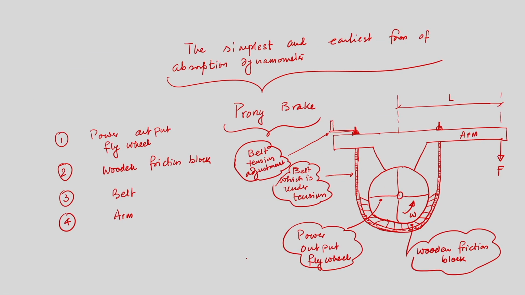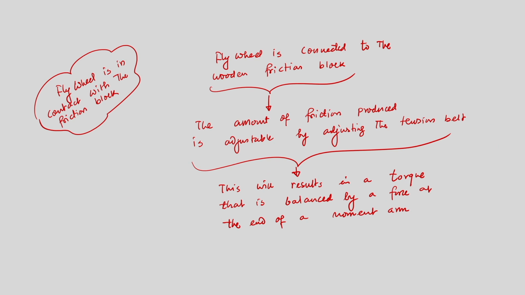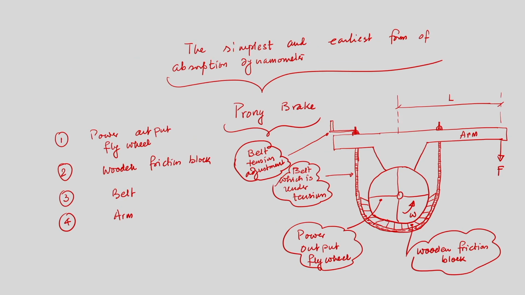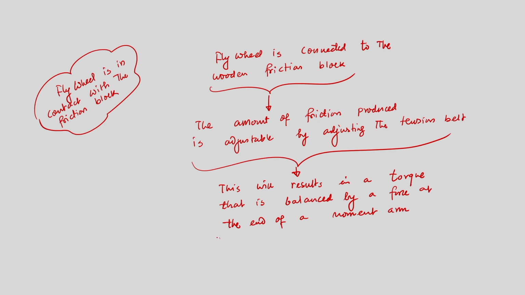We have seen from the schematic that the amount of friction that will be produced can be adjusted by the tension belt, and the process will result in a torque, and the torque will be balanced by the force which is acting at the end of a moment arm, and that is shown in the schematic. So, from there, we can now write an important point.